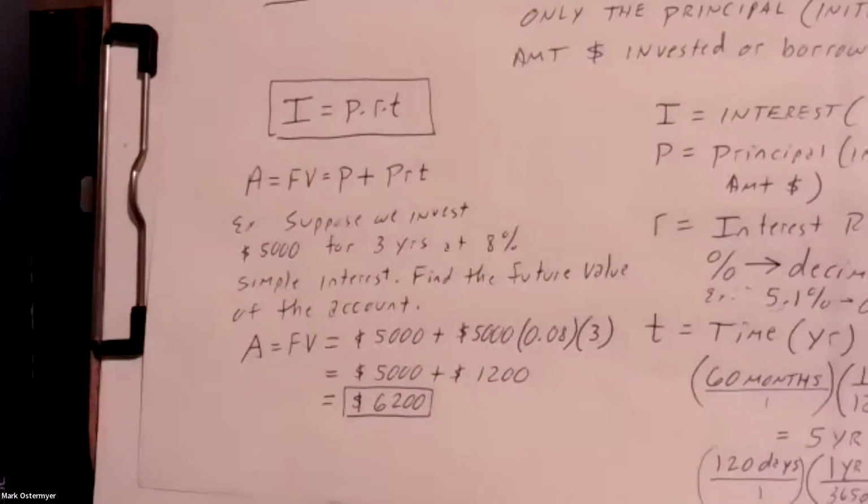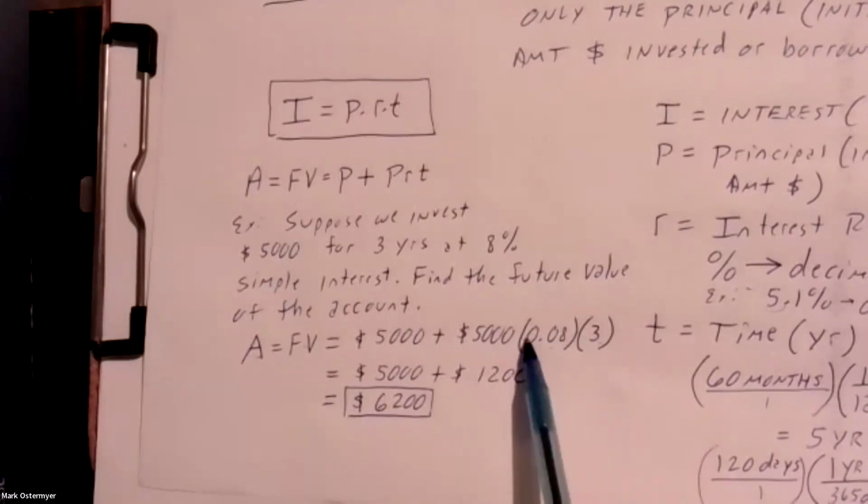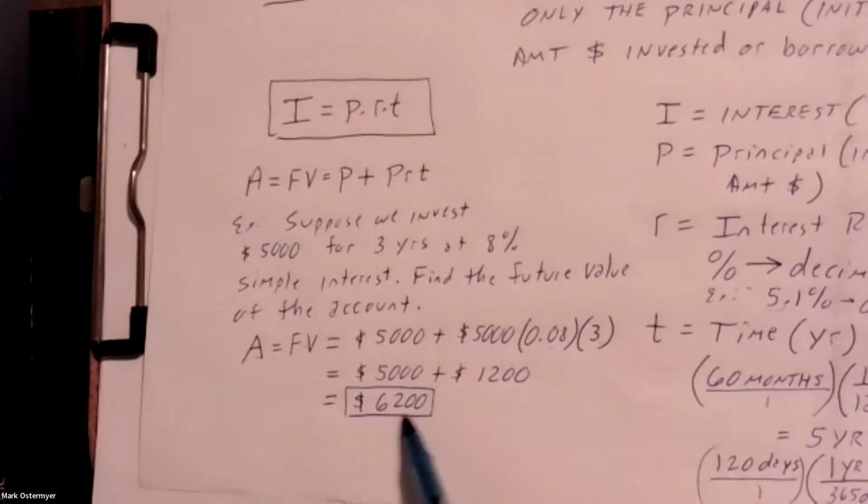Why when I do that problem, I don't get the same number? Did you just do 5,000 plus 5,000 times the 8% times the 3? Well, you need to multiply before you add. So you got to do 5,000 times 0.08 times 3. That'll give you 1,200. Then you add it to 5,000. It'll be 6,200.